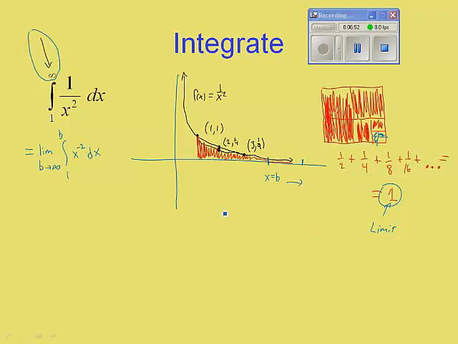Okay. So now let's finish the problem. All we're going to do is do an integral, and at the end, I'll take a limit, and that's an improper integral. That's all you do. So, how do you integrate x to the negative second?